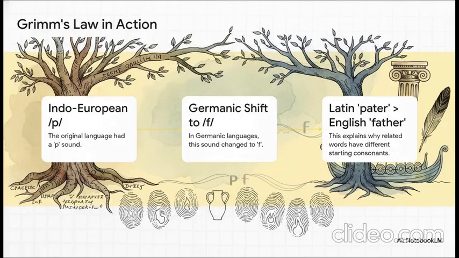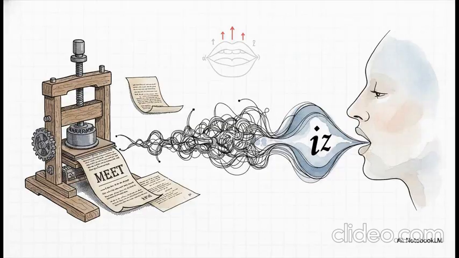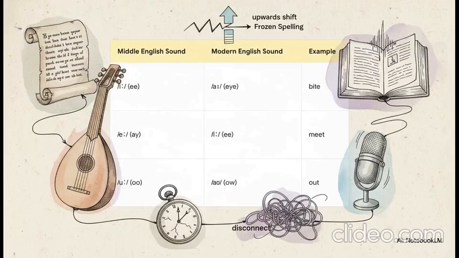Here's a perfect example of how it works. That ancient P sound in the parent language systematically changed into an F sound in all the Germanic languages. And that one simple shift explains why the Latin word pater is related to our word father, or why pes is related to foot. It's like a linguistic fingerprint that connects thousands of words.